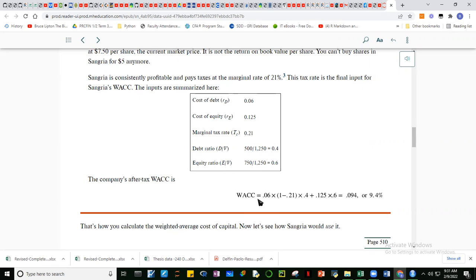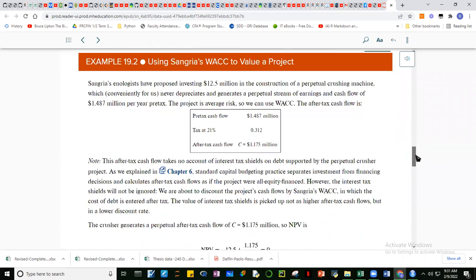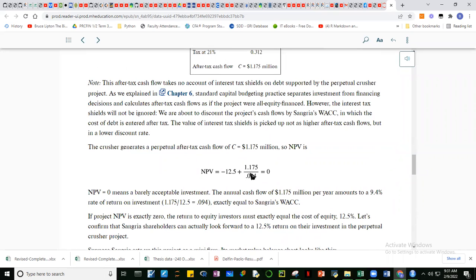Okay, so in order to compute for the weighted average cost of capital, it will be equal to the cost of debt times 1 minus the tax rate, okay, given yung tax rate natin, times the weight of debt plus the cost of equity times the weight of the equity. Okay, so that's the formula there. So 9.4%, ibig sabihin 9.4% ang gagamitin in assessing long-term projects, capital budgeting projects. Okay, so ito yung ginamit ngayon, no?